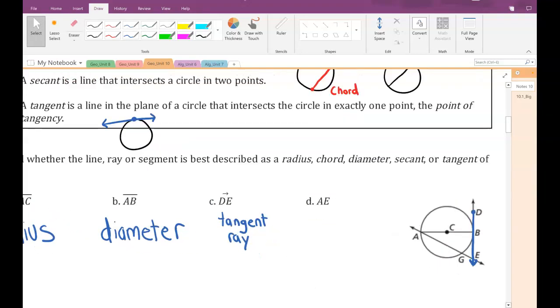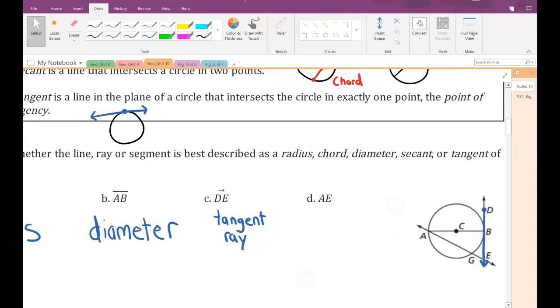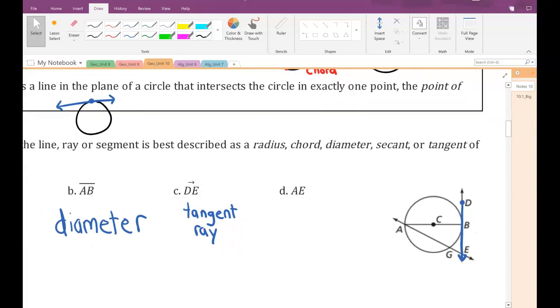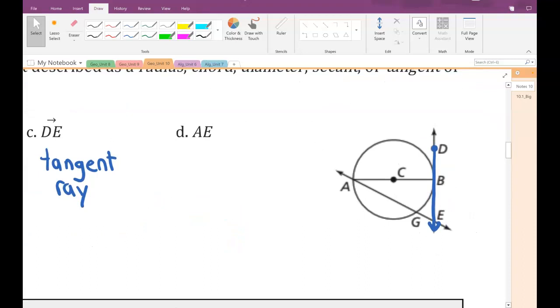Oh, and I skipped in the box a secant. So a secant is a line that intersects the circle at 2 points. So AG or AE is a secant because we intersect the circle at point A and point G. A secant is a line, so it goes off in both directions. Whereas if we were to stop at A and G, then this would be a chord. But since it keeps going, it's a secant.